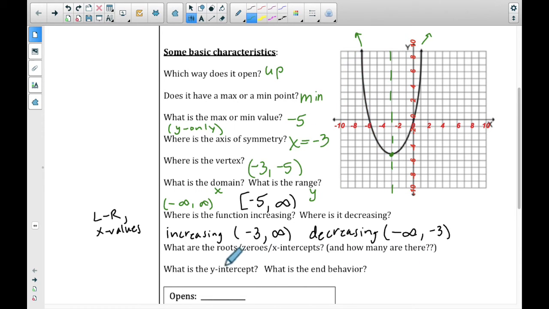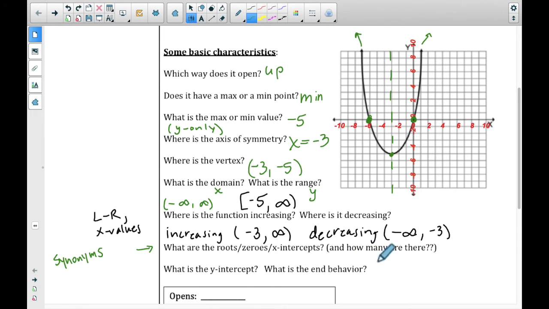Okay, another question, what are the roots, zeros, and x-intercepts? Those are all synonyms with each other. Even though they're synonyms, they all have slightly different meanings, but essentially we're all talking about the same point. So the roots or the zeros or the x-intercepts are right here and right here.